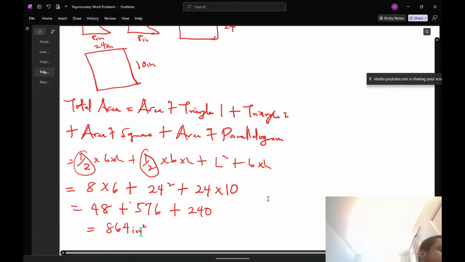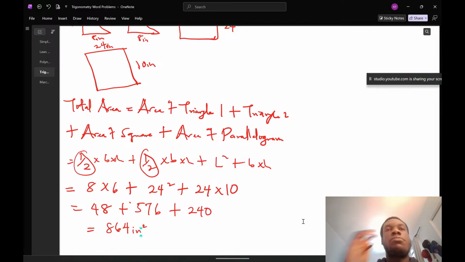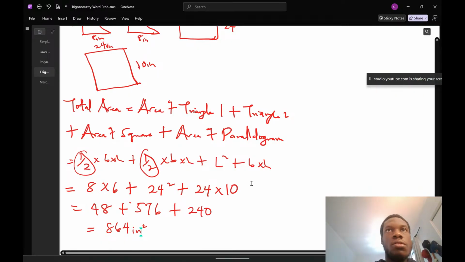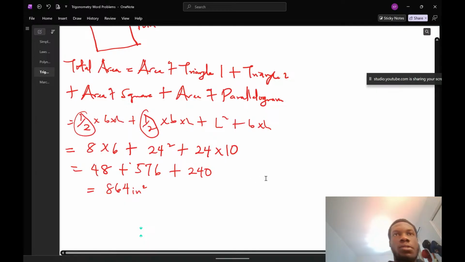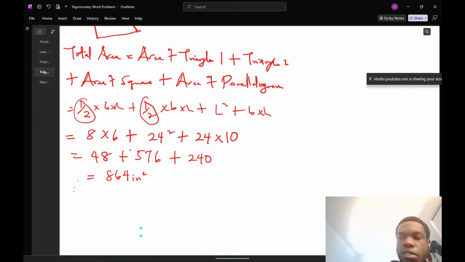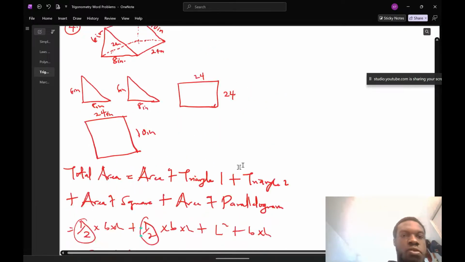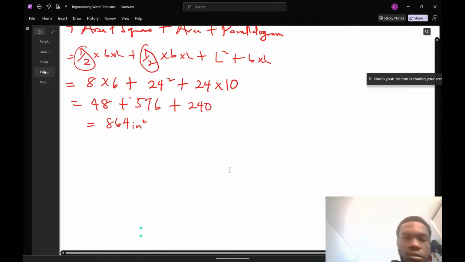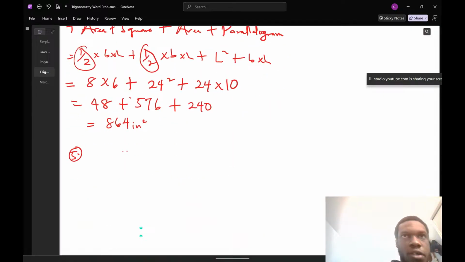There's no volume. I don't know if there's a volume for a triangular prism. So you know what I want to do? I want to do a rectangular prism. This is number 4, right? Let's do number 5. So we have something like this.